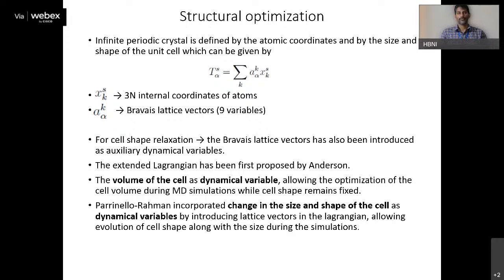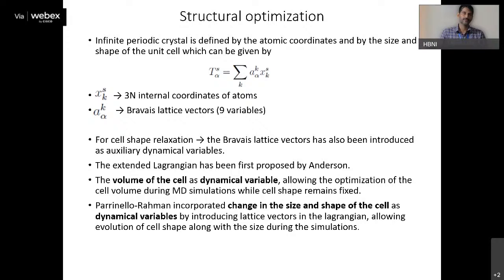Now what we want to do is this: if you have some structure from experiment, we want to see whether this structure is stable. Basically, what will be the equilibrium value of interatomic distances, unit cell shape and size. So we have to optimize the structure, and based on this quantum mechanical calculation, one can compute the force, but one should be able to relax all the coordinates as well as lattice parameters, etc. This problem is known as structure optimization.